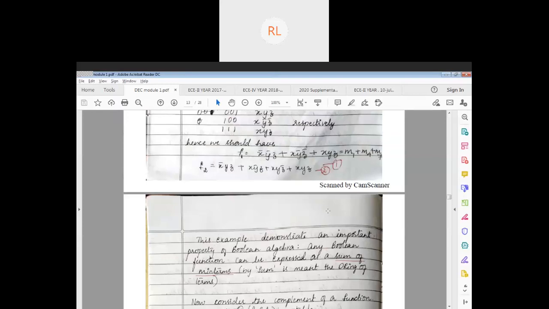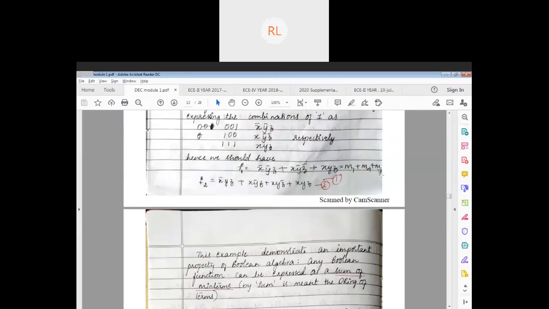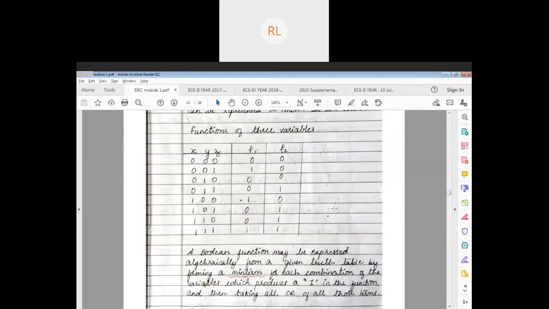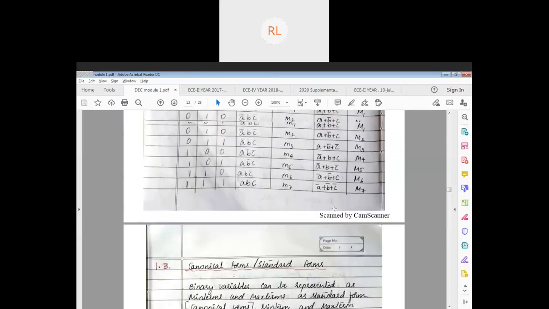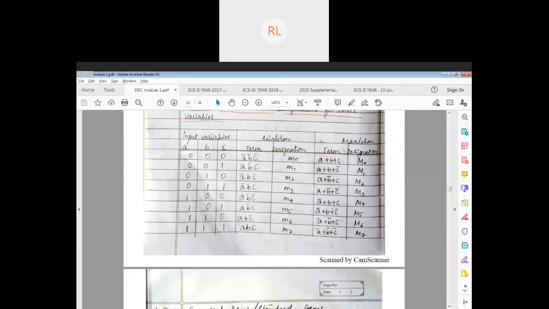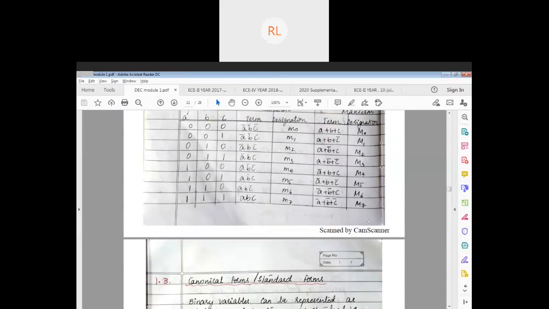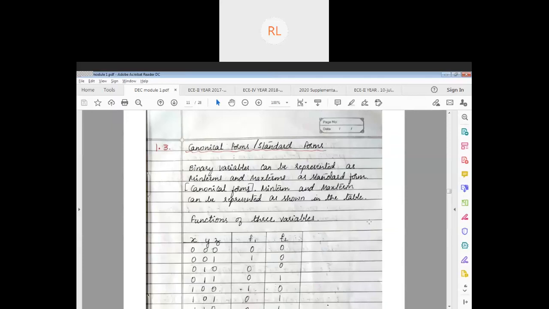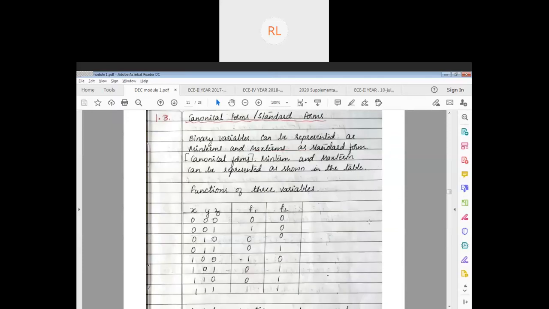Now that we have equations f1 and f2, we will try to convert them. Now we have it in the form of minterms, right? M1, M4, M7, these are all minterms. So how can I convert them to maxterms? If I put a bar, just like how we saw here, accordingly it becomes my a plus b plus c.